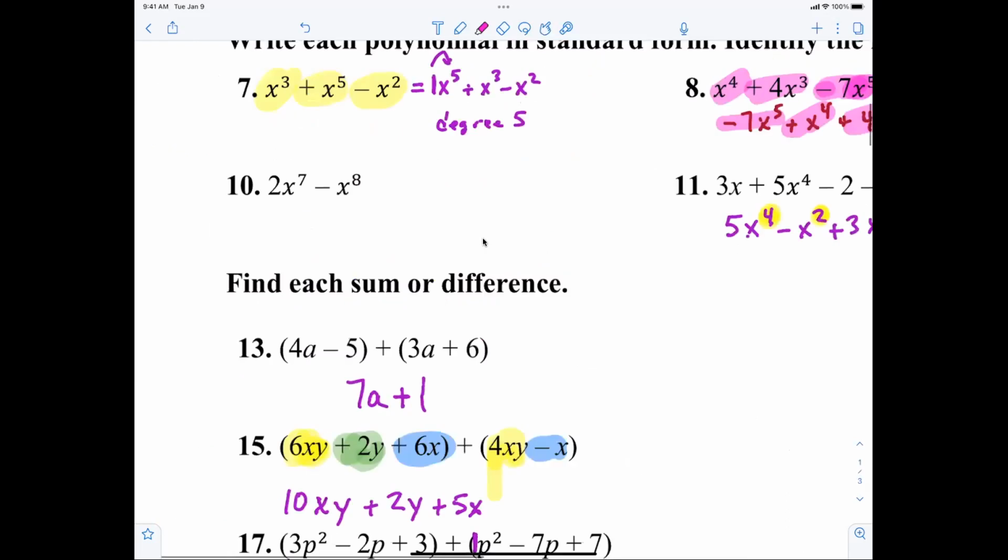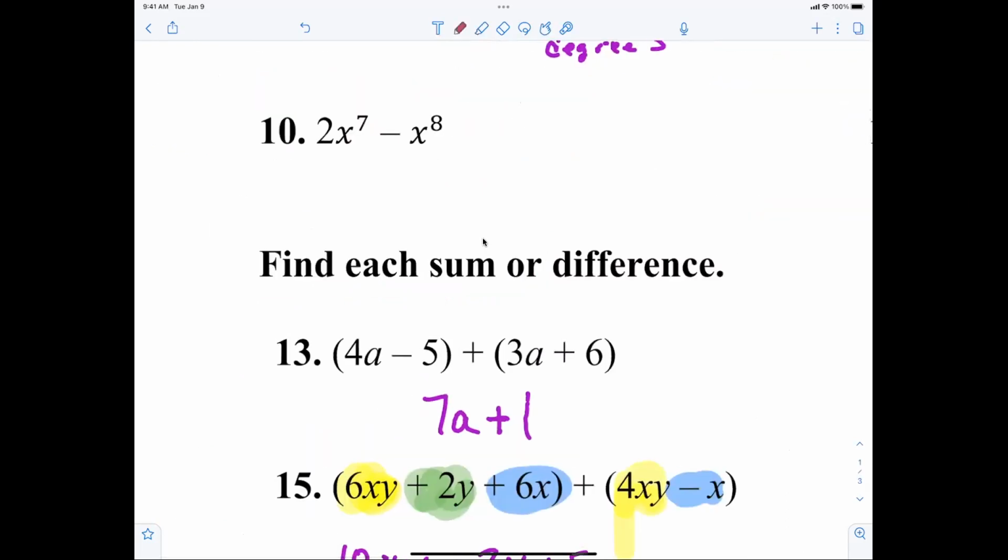Now let's look at number 10. Writing that in standard form. Which one has the largest exponent? So you write down negative x to the 8th plus 2x to the 7th. If I said, tell me what the degree is, you would tell me the degree is 8. Is it a monomial, binomial, trinomial, polynomial? Binomial. It has 2 terms.